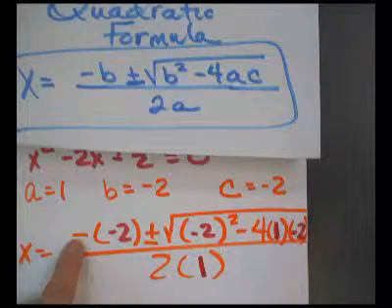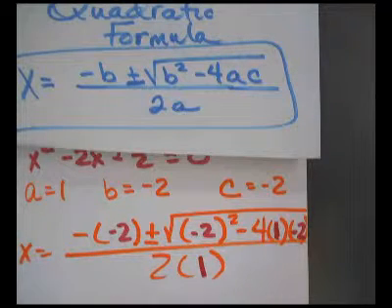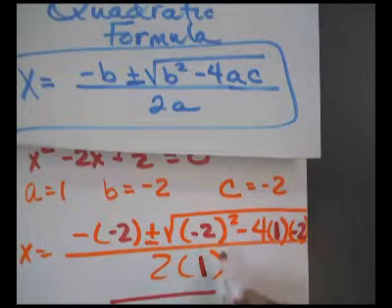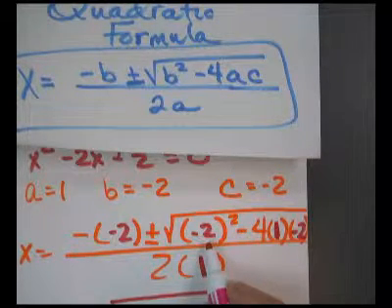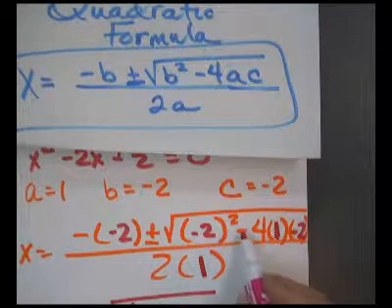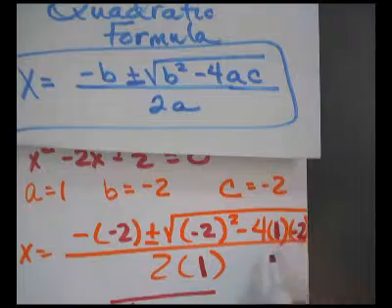Okay, so minus -2, the opposite of -2 is +2. Plus or minus. What is -2 times itself? Positive 4. And then we have -4 times 1 times -2.